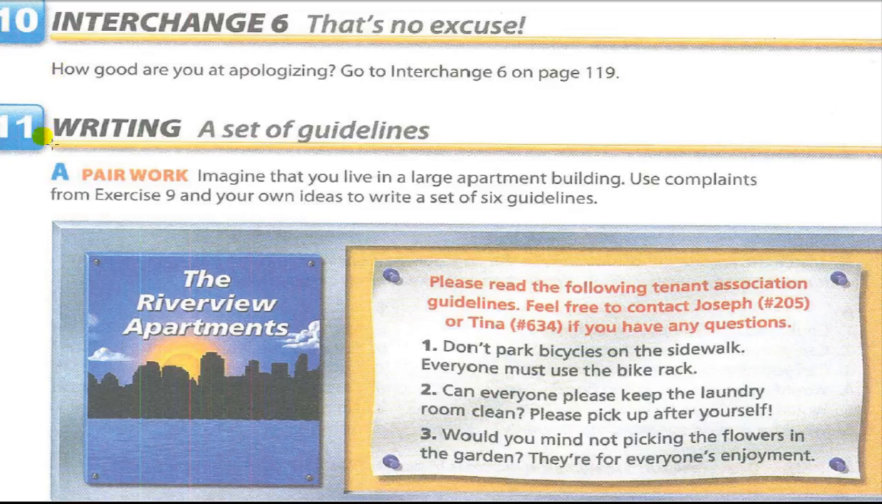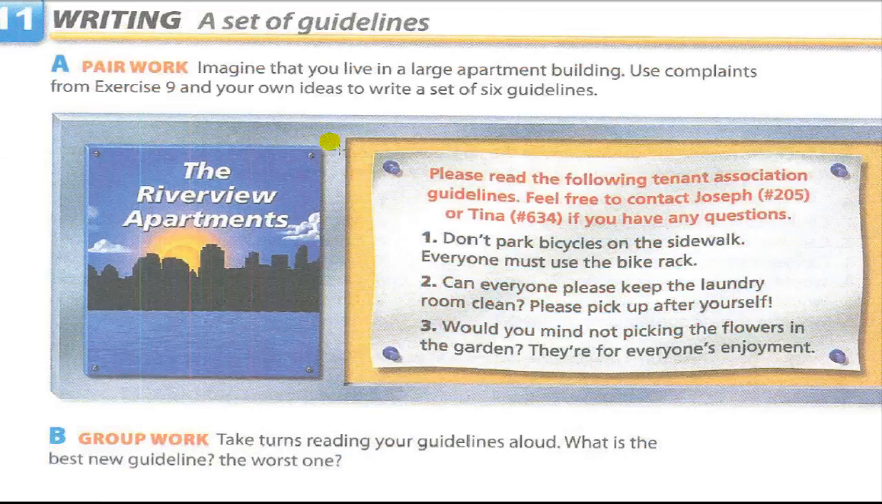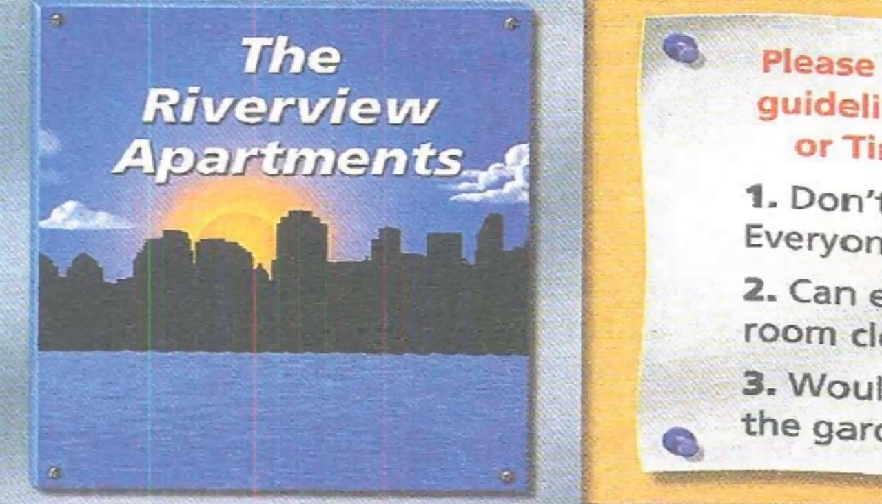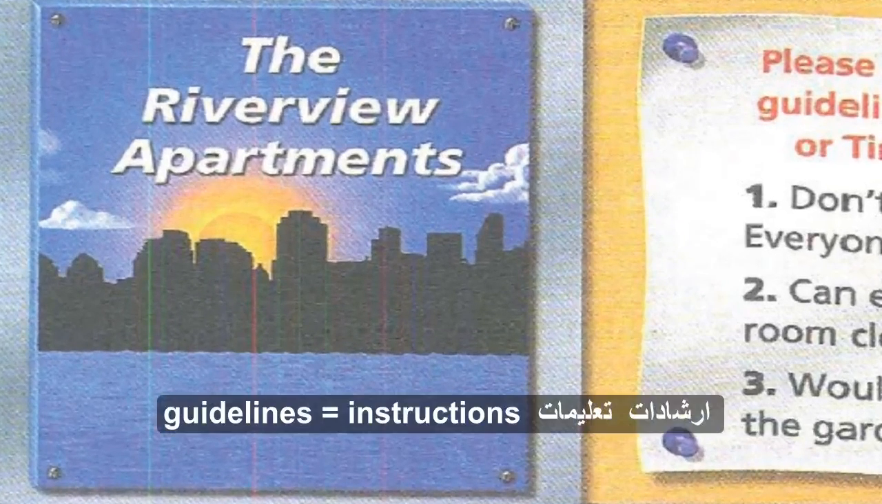Exercise number 11. Writing a set of guidelines. A. Pair work. Imagine that you live in a large apartment building that has different apartments, different flats. Use complaints from exercise number 9 and your own ideas to write a set of 6 guidelines. I want from you here to write different guidelines, instructions. Look at the picture here.